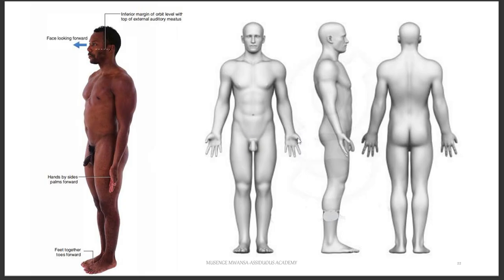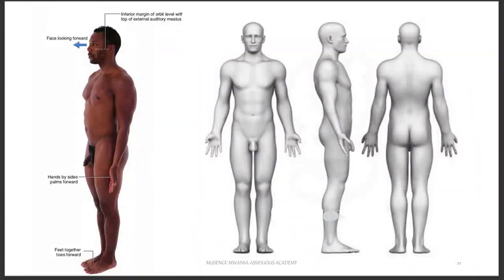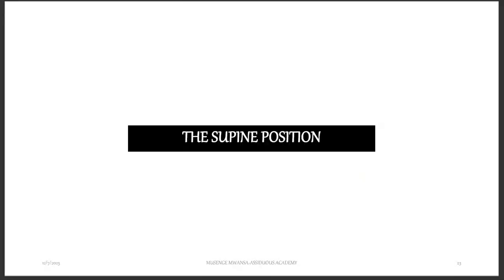Okay, it should make 90 degrees, not the way this one is here. And then the toes are pointing forward. So this is what we call the anatomical position. Please know the description of the anatomical position. Besides the anatomical position, we have other positions.